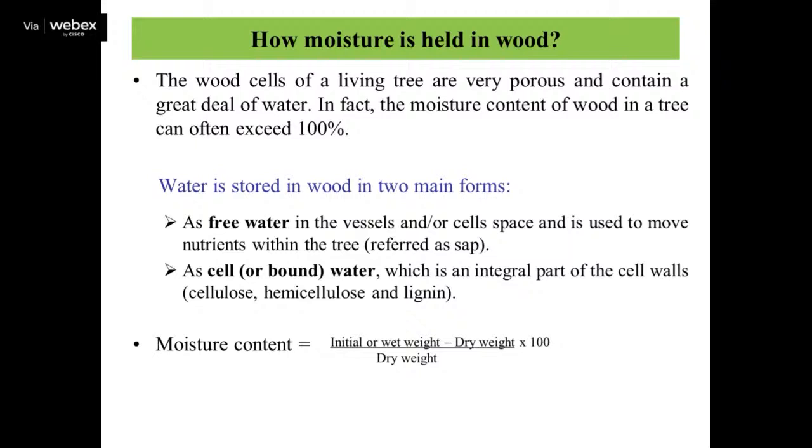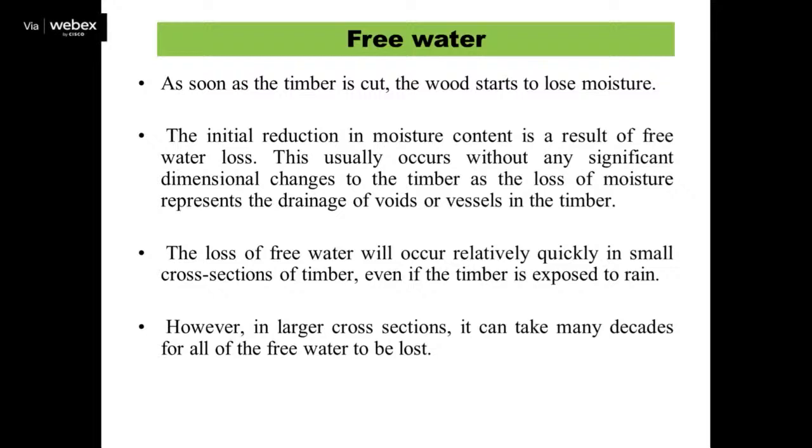So let us see what happens. What is the free water? As soon as the timber is cut, the wood starts to lose moisture. The initial reduction of the moisture content is the result of the free loss of water. The loss of the free water will occur relatively quickly in small cross section timber, even if the timber is exposed to the rain.